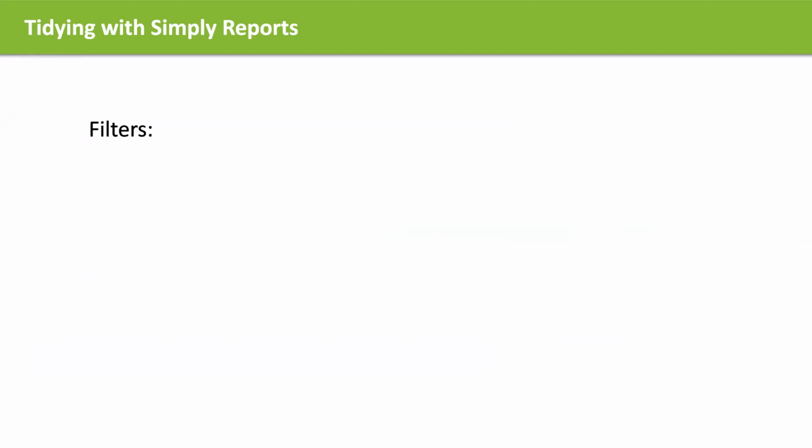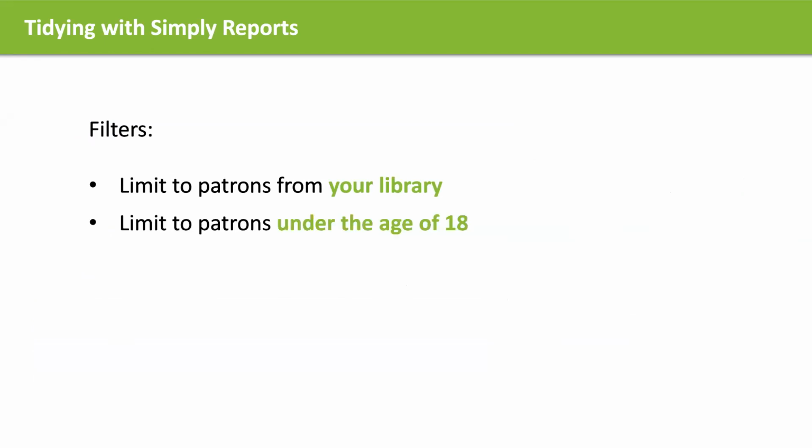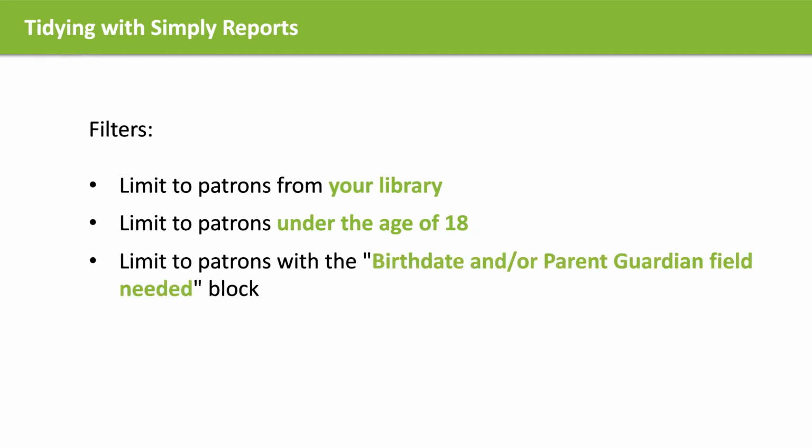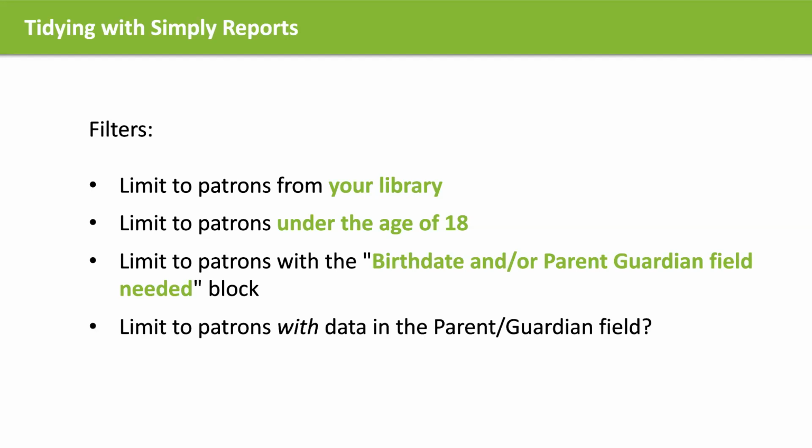Once we have our output set up, we're going to think about those filters. So with these cleanup reports, again, we want to limit to patrons registered to our library. Our report is looking for kids, right? So we need some kind of birth date filter to limit to patrons under the age of 18. And we also want to just look at patrons that have that particular block on their card.